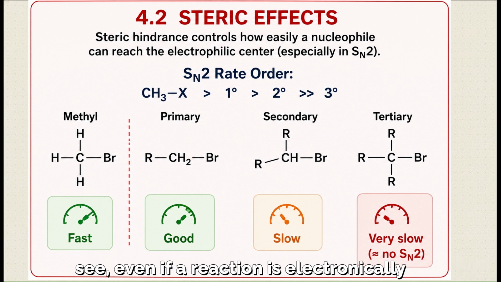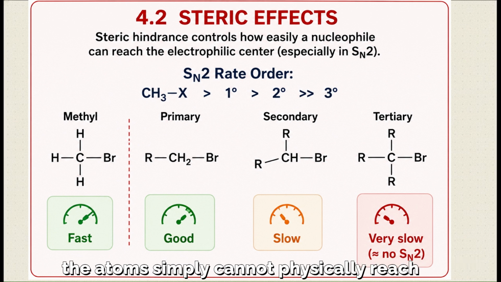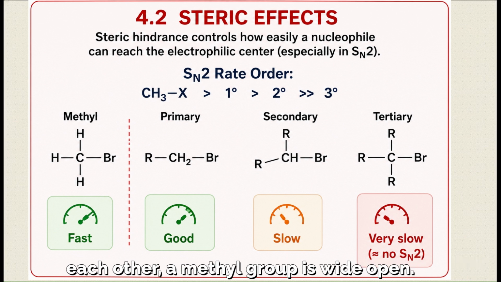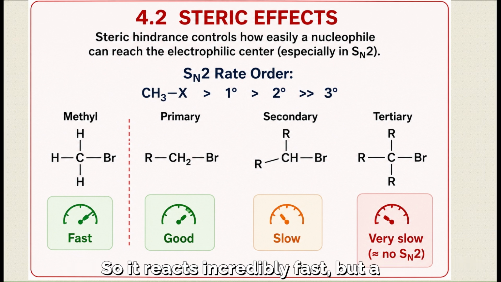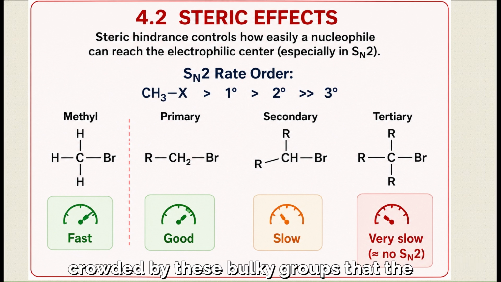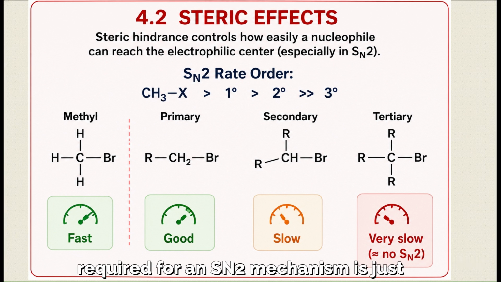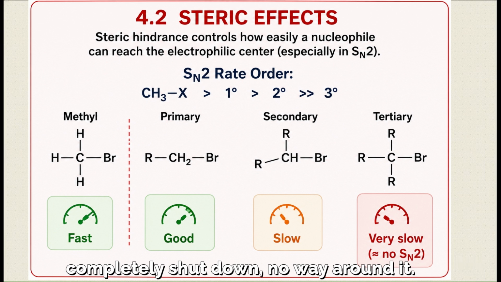You see, even if a reaction is electronically favorable, it's going to be blocked if the atoms simply cannot physically reach each other. A methyl group is wide open, so it reacts incredibly fast. But a tertiary substrate? It's so structurally crowded by these bulky groups that the concerted one-step backside attack required for an SN2 mechanism is just completely shut down, no way around it.